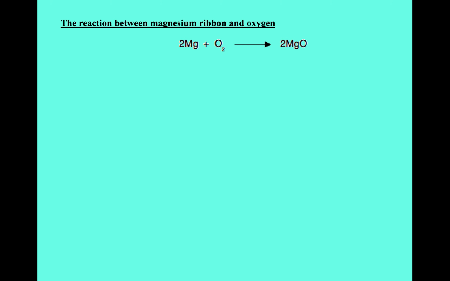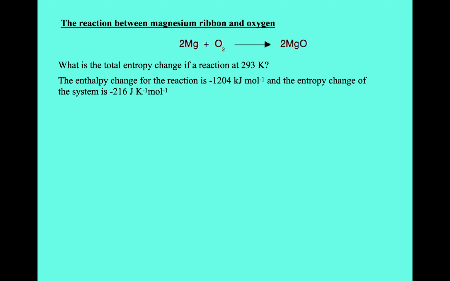Here's one of the old favorites from key stages 3 and 4, burning magnesium, very bright light. You light it in a Bunsen burner, don't you? And it burns intensely and exothermically to give magnesium powder, solid magnesium oxide. So we've got a solid and a gas producing a solid. Let's have a look. Let's do some calculations here. The enthalpy change for this reaction is highly exothermic. Be careful here, this is in kilojoules. And the entropy change of the system is negative.